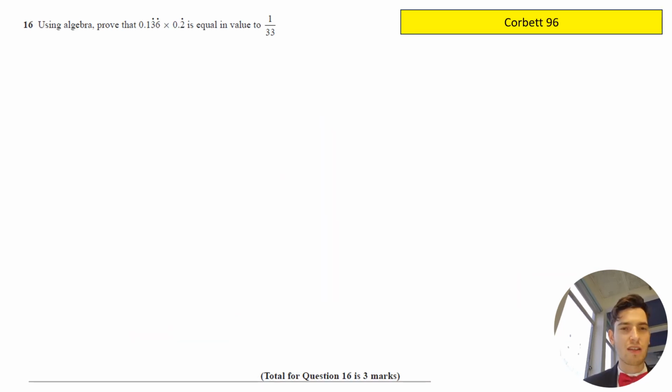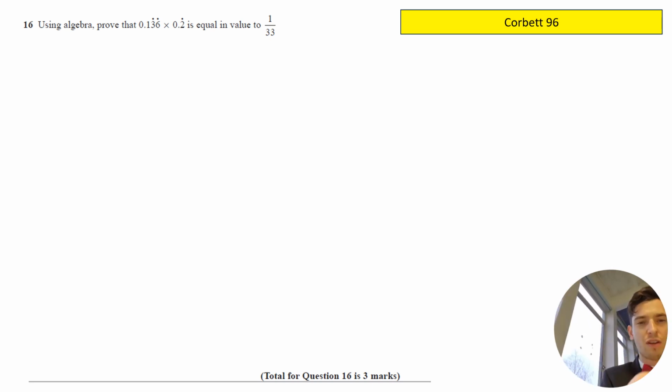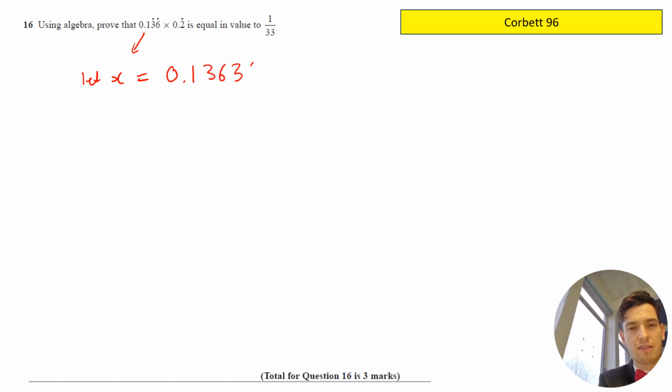Okay, question 16. Using algebra, prove that 0.136 recurring times 0.2 recurring is equal to 1/33. Now, this is another question that I've put the Corbett video in, because it's something that we did last year, and there's actually a question on the recent mock on it, but a lot of us forgot. So let's just go through this first one here. So I'm going to let x equal the first one. So that is 0.1, and then the 3 and the 6, and then the 3 and the 6 repeat.